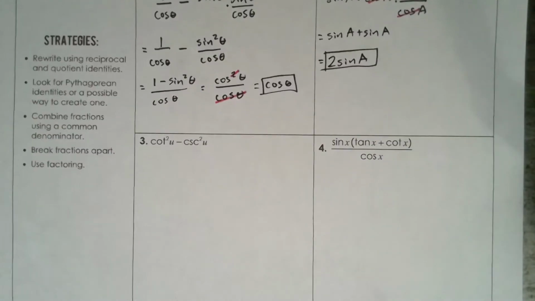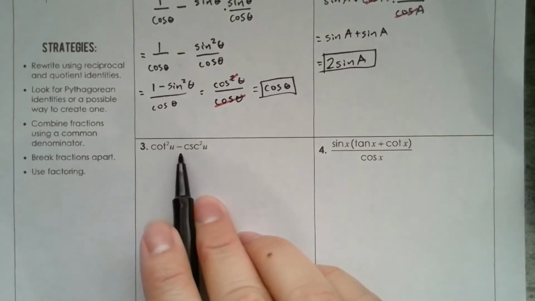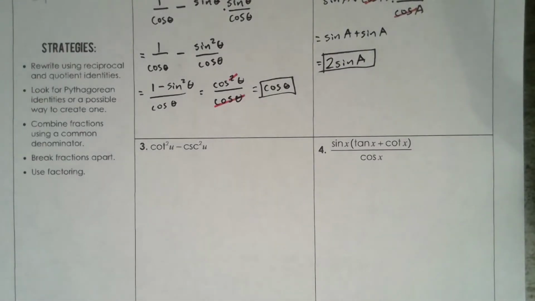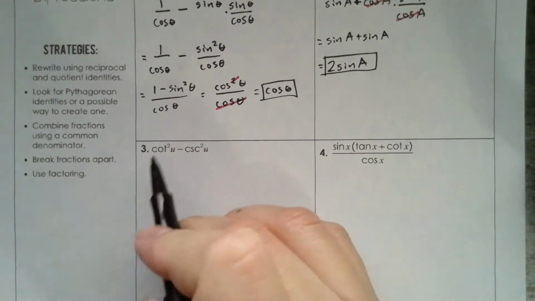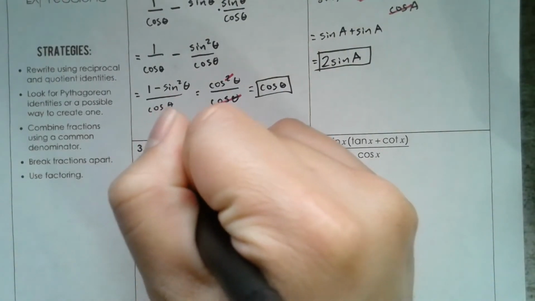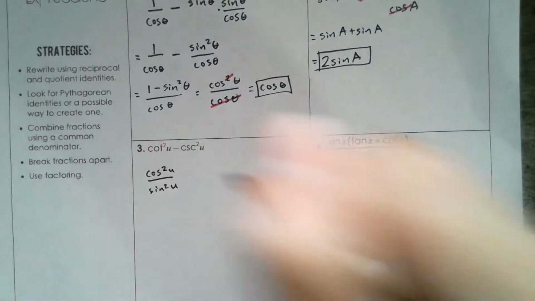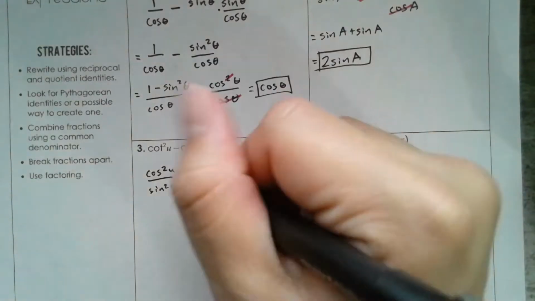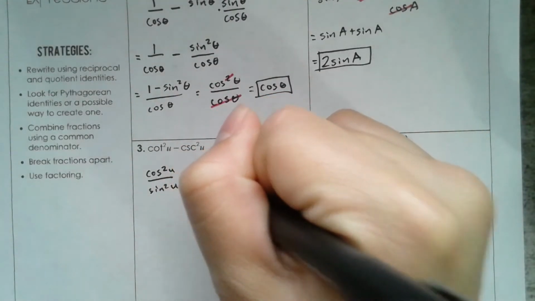Next one. Cotangent squared u minus cosecant squared u. Let me see. There are 2 ways you could go about this one. There's a quicker one, but I do want you guys to get used to using the sine and cosine where they're used as an identity. So cotangent squared u would be cosine squared u over sine squared u minus cosecant squared u. Cosecant is the reciprocal of sine, so then 1 over sine squared u.